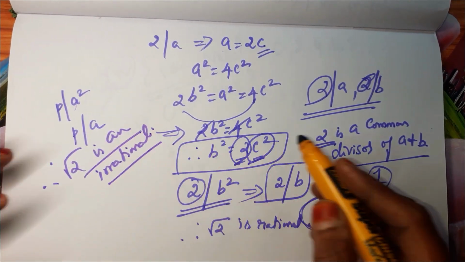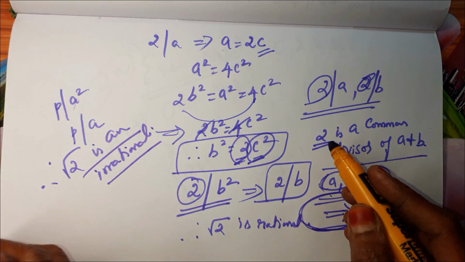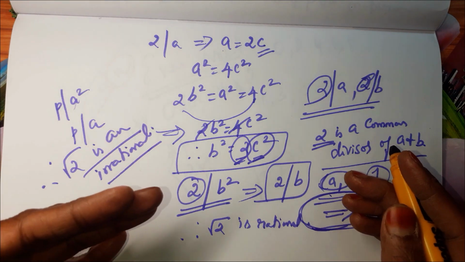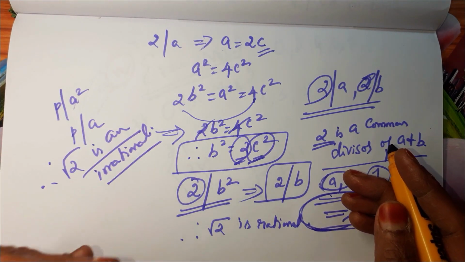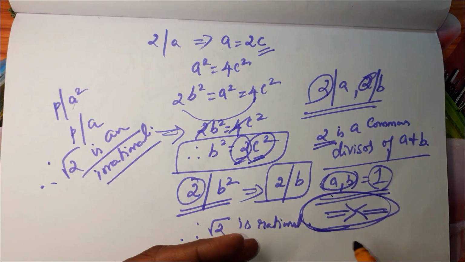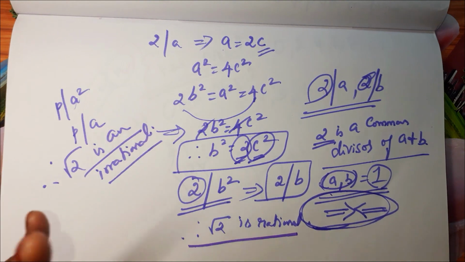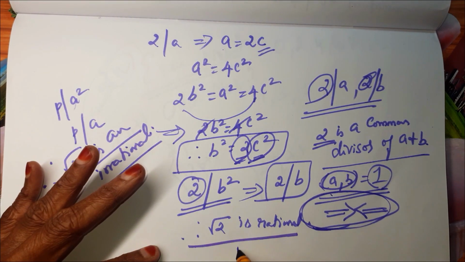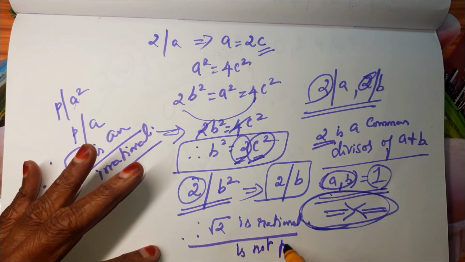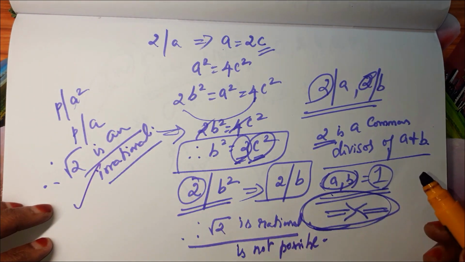This is the way we prove a result. Actually, we can start positively and prove, but here we have one more kind of proof, the proof by contradiction. Opposite to the result, we start and finally get a contradiction. That means how we started is not true. Therefore, root 2 is rational is not possible. Hence we proved the result.